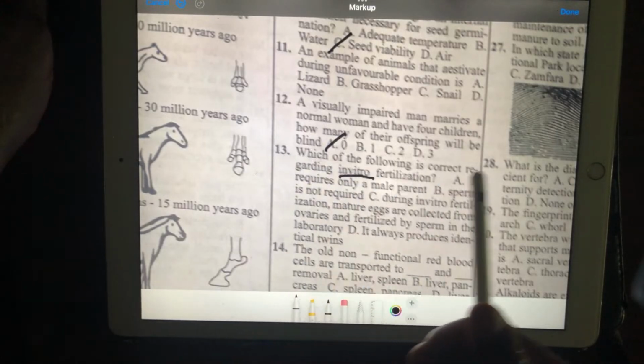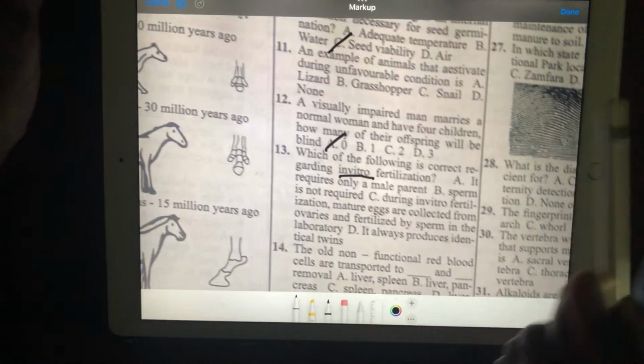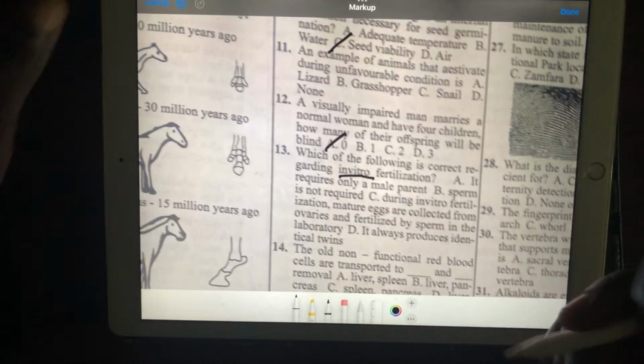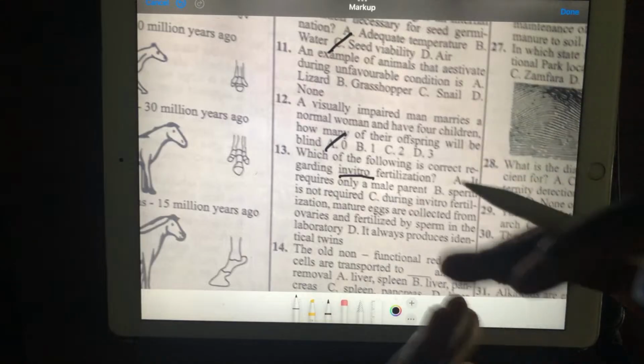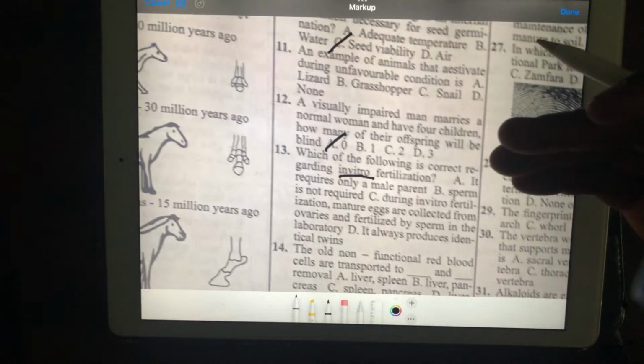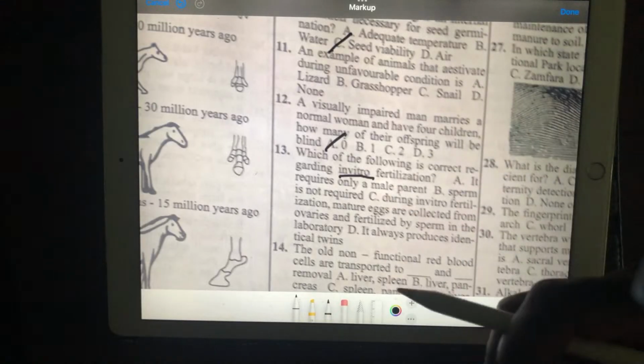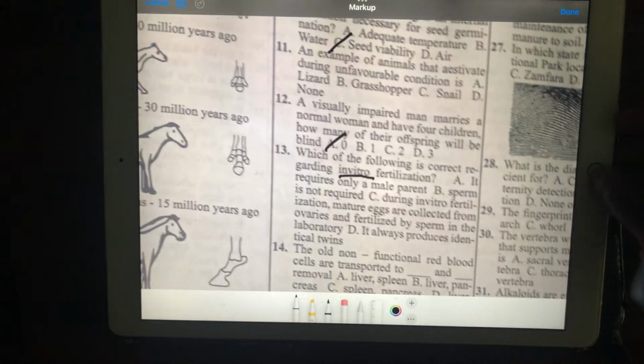Which of the following is correct regarding in vitro? In vitro is a science language which means happening outside the body. In vitro, outside the body, while inside the body or within the body is called in vivo.